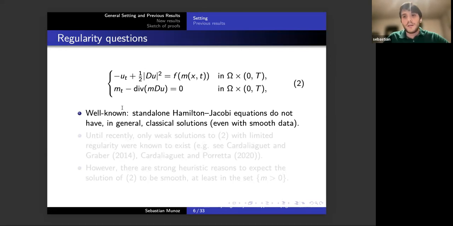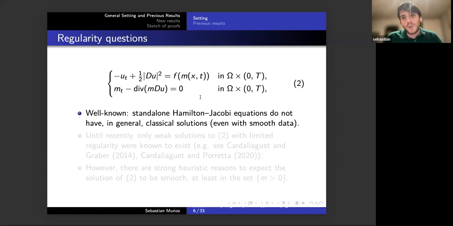And this system is, of course, more complicated than a usual Hamilton-Jacobi equation, because the right-hand side of the Hamilton-Jacobi equation is f of m, and f of m is not known a priori. So we cannot suppose that f of m is a regular function. The regularity of f of m has to be established. So if we just look at the system like this, it looks like we shouldn't expect much regularity.